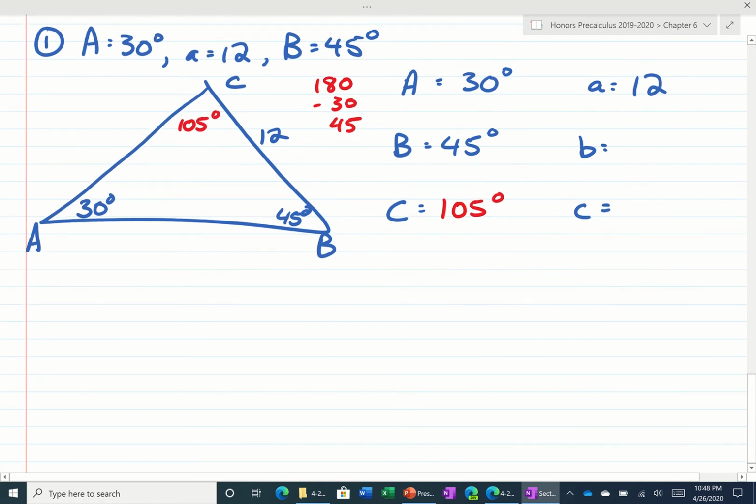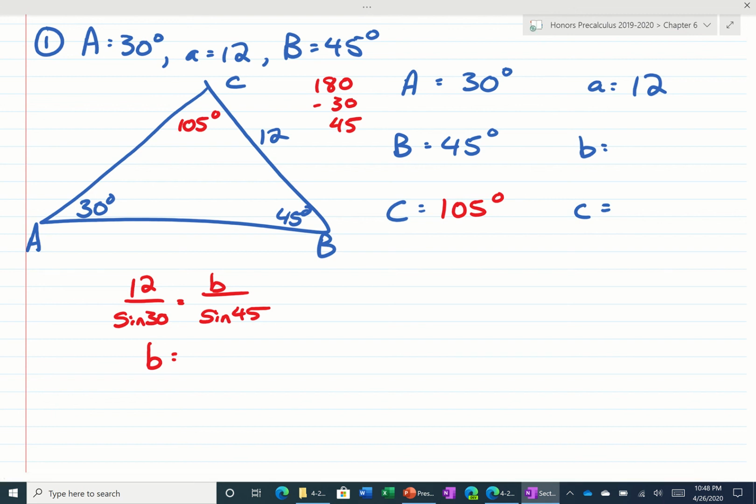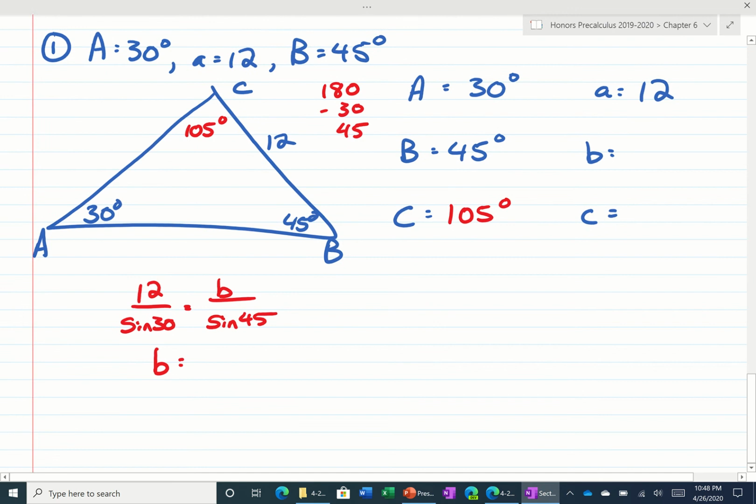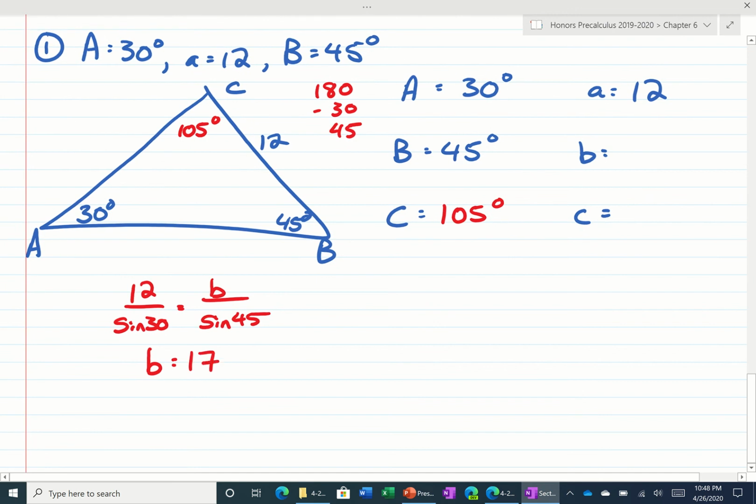And then in order to figure out one of the other sides, we have to use law of sines. So I use side A over the sine of angle A is equal to side B over the sine of angle B. If you cross multiply and divide, 12 times the sine of 45 divided by the sine of 30. Calculator's telling me that's 16.97. We'll call it 17.